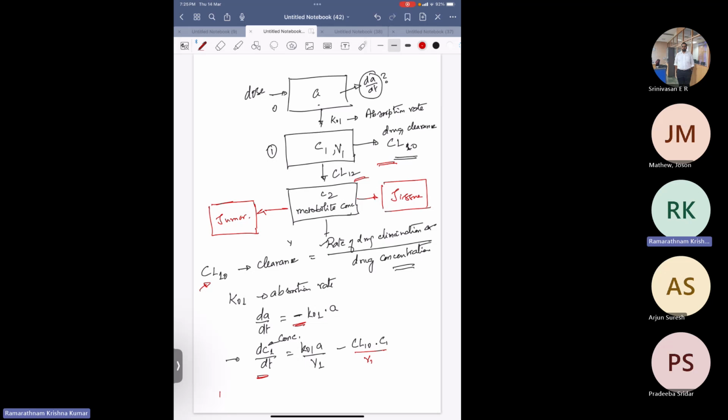Okay, so the rate of drug elimination, which is something like dA by dt, is equal to CL10 into C. This is C. Clear? But what do I want? I want dC by dt. So let's say dA1. When I want dC by dt, the rate of concentration elimination is what I want.